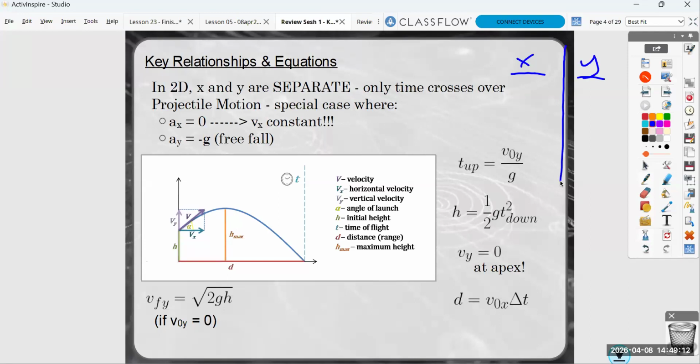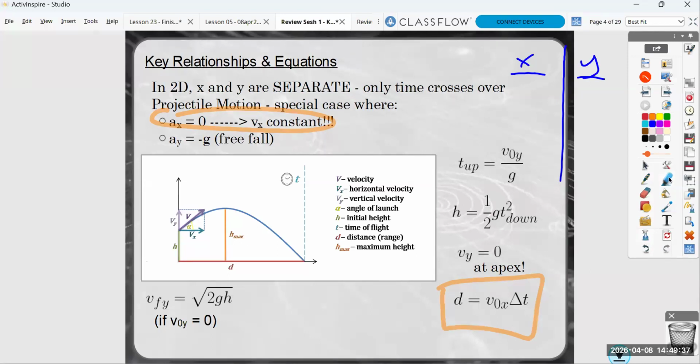You will have to do some projectile motion. It's one of the most popular topics on the exam. And remember, for projectile motion, the key thing is there's no X acceleration. Your X velocity is perfectly constant. That means in the X direction, it's really boring. It's just speed times time. The Y direction is where all of the action happens.